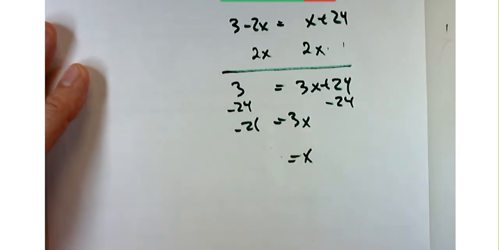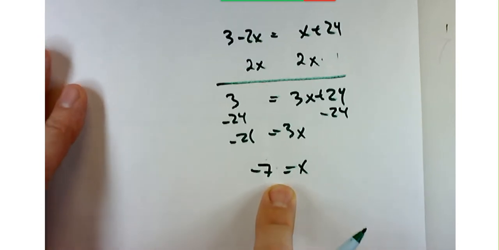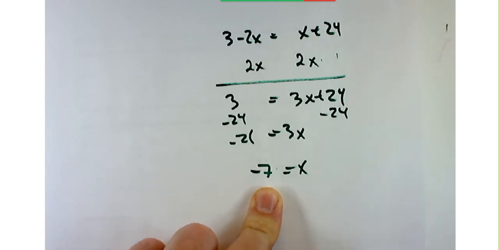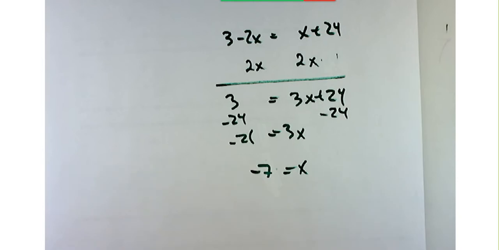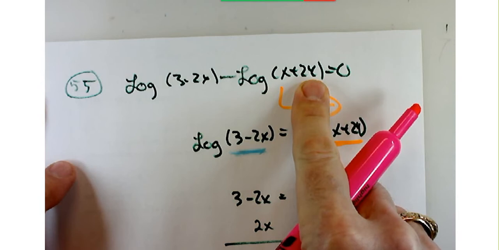And I think I know why I like this problem a little bit, is that a lot of times people want to throw out a negative answer. A negative answer is not the problem. The problem is taking the log of a negative number. So let's see what happens if I try to substitute this back in here. Negative 7 plus 24, does that give me a negative number?